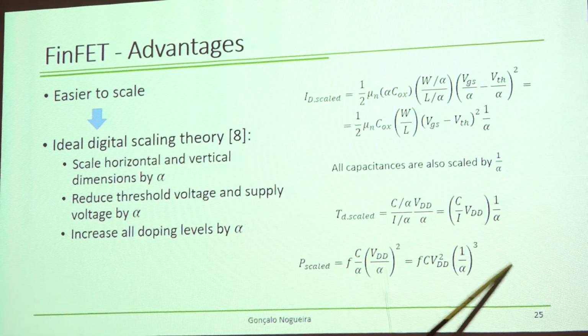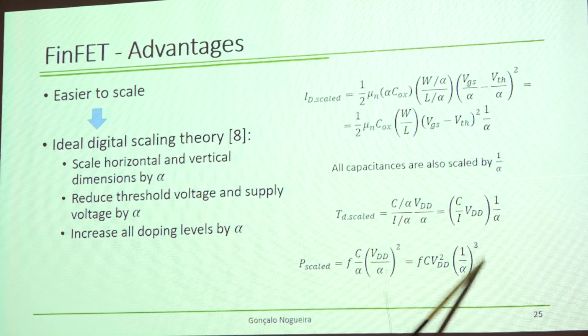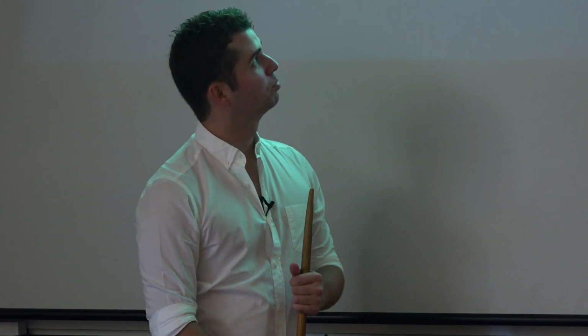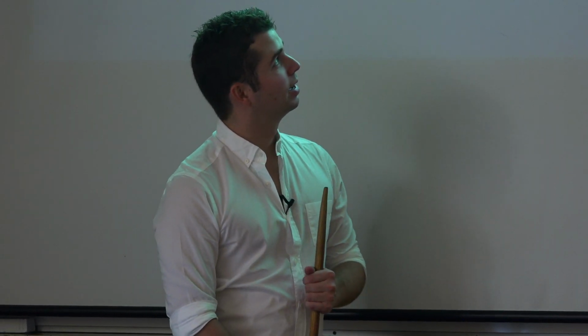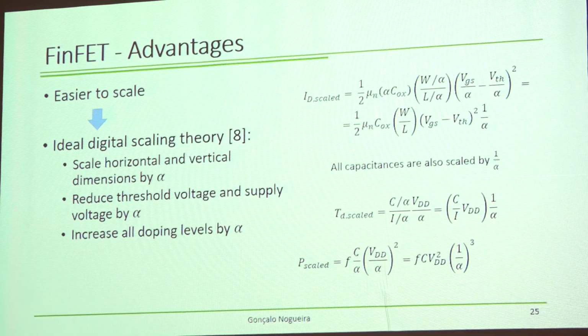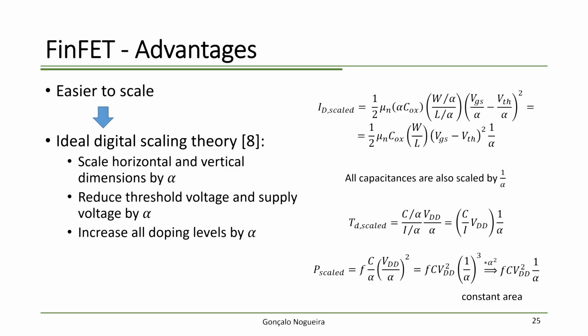Now, be careful with this formula, because there is something missing here. When you're trying to scale the power, you're also scaling the dimensions. So you want the power for the same dimensions. So actually, the power when you're scaling it decreases only by alpha for the same area.